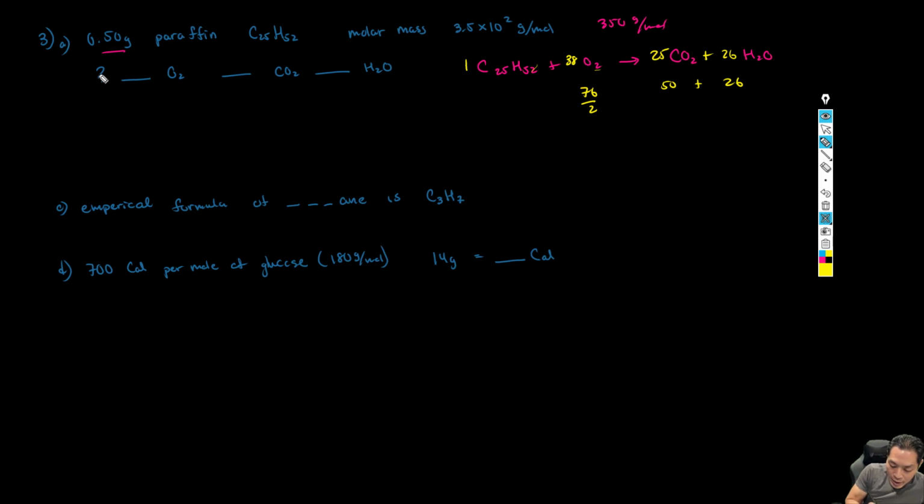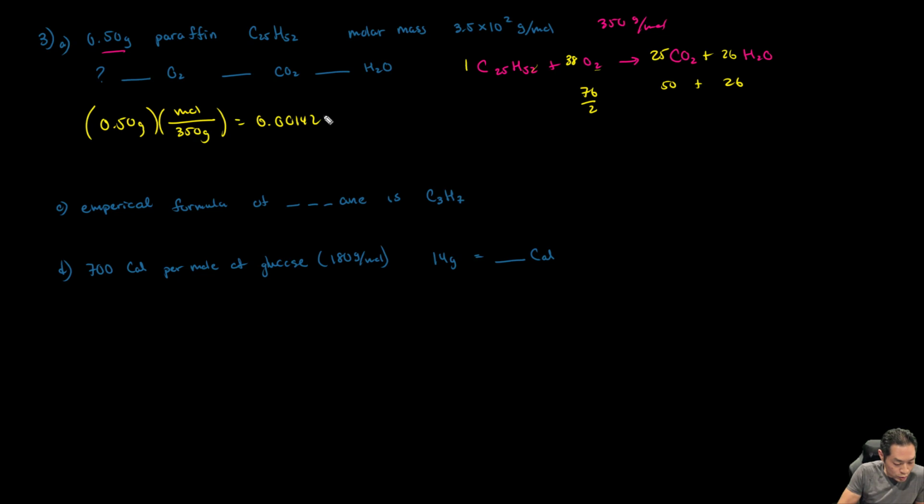We have it in grams, so we need to change it into moles. So 0.50 grams. I need to change it into moles. I do have the molar mass. Here I want the grams on bottom, so 350 grams per mole. And where's my calculator? So 0.5 divided by 350 will give me 0.001428. And I'm going to keep this in my calculator. I want to know how many oxygen, so I'm going to multiply by 38.